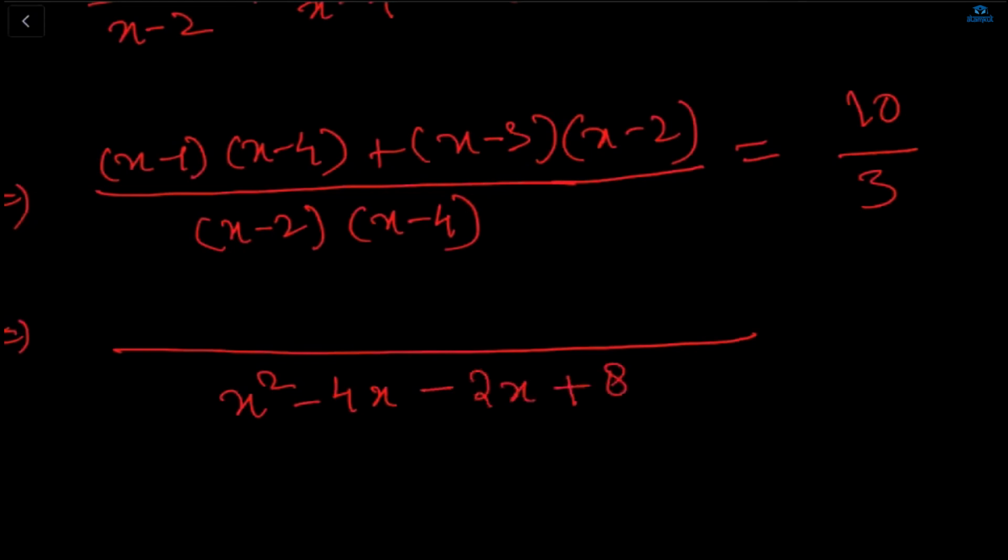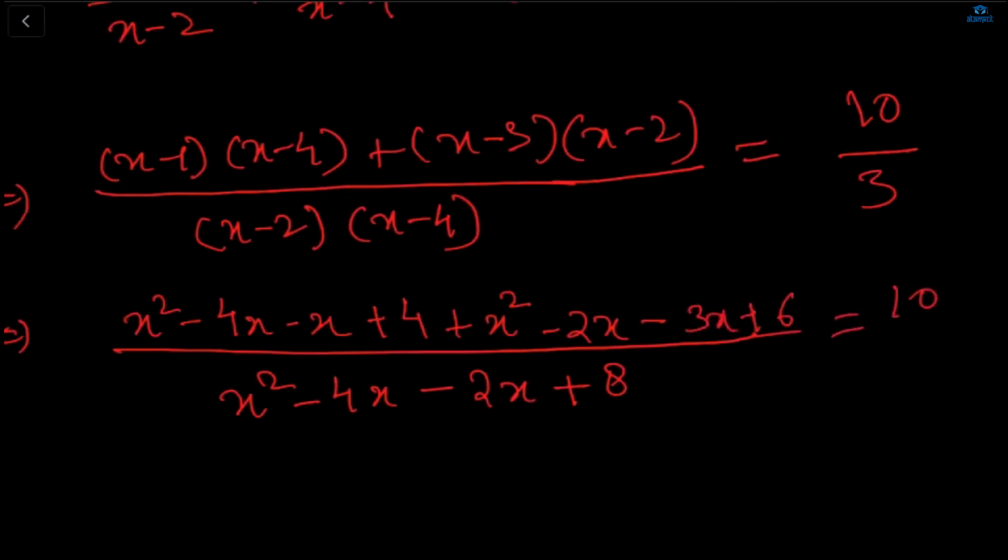And in the numerator, if you multiply, x squared minus 4x minus x plus 4. And what will be here? x squared minus 2x minus 3x plus 6. I'm doing the calculation, everybody check it also, in case I'm doing something wrong or have written some sign as plus instead of minus. Let me check that.